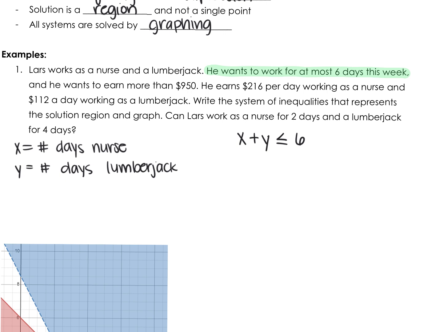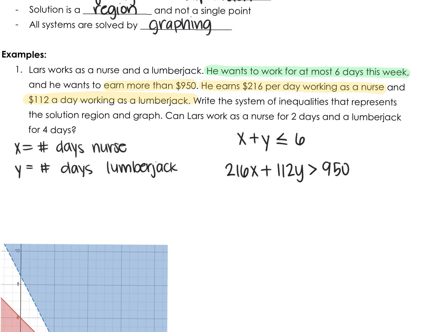For our second inequality, we're going to use the fact that he wants to earn more than $950, and the fact that he earns $216 per day working as a nurse and $112 a day working as a lumberjack. So that will have 216x plus 112y has to be greater than 950.